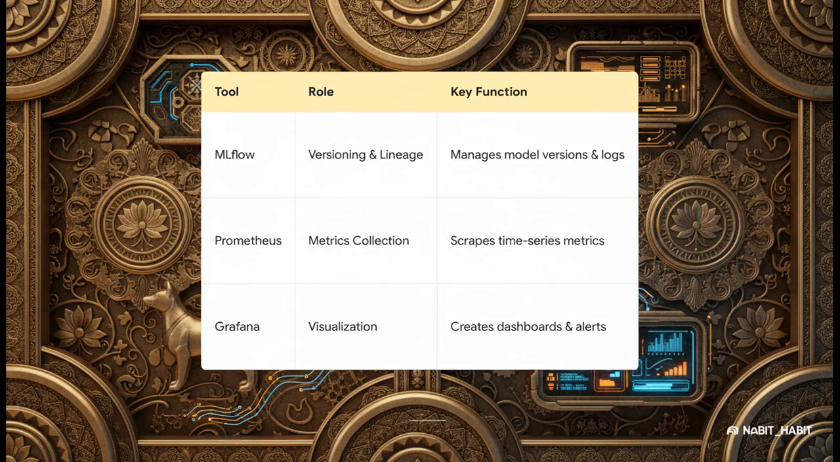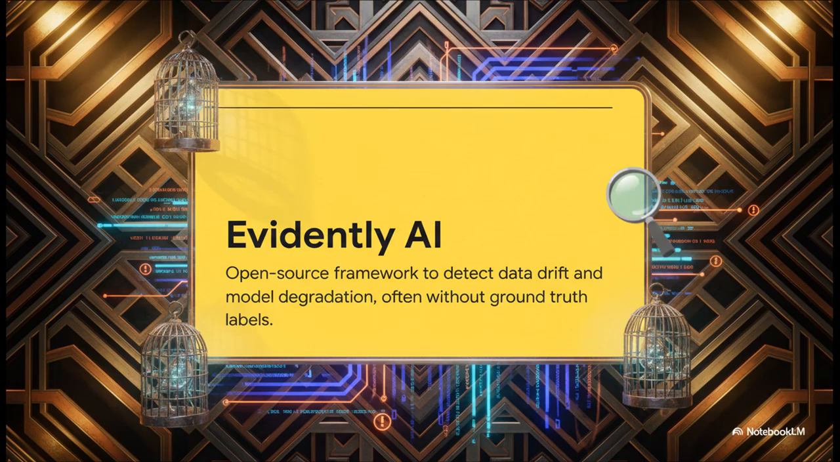Think of MLflow as your model's detailed library card catalog. It tracks every single version and experiment. Prometheus is like the tireless librarian, constantly recording every single performance metric 24/7. And Grafana, that's the big, beautiful dashboard in the lobby showing you all those real-time stats in a way you can actually understand. But to really catch that silent drift, you need a specialist.